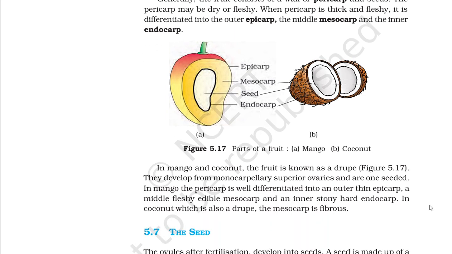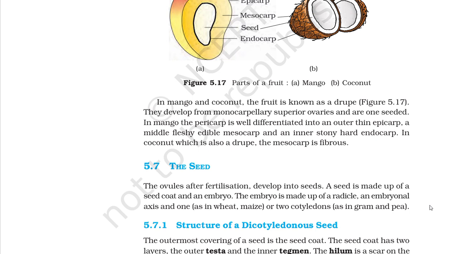In mango and coconut, the fruit is known as drupe. They develop from monocarpellary superior ovaries and are one-seeded. The mango pericarp is well differentiated into an outer thin epicarp, a middle fleshy edible mesocarp, and an inner stony hard endocarp. In coconut, which is also a drupe, the mesocarp is fibrous.